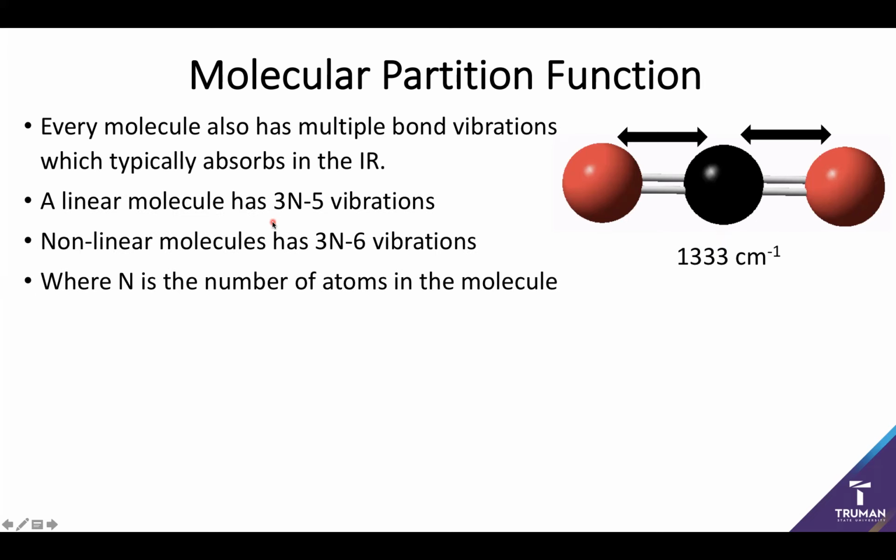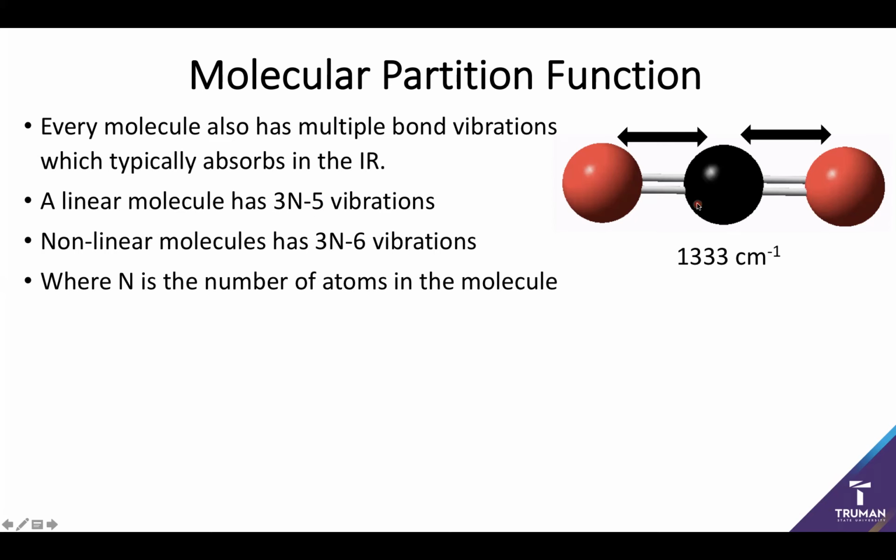So if I've got a linear molecule, I'm going to have 3N minus 5 vibrations, where N is the number of atoms in a molecule. So for a small molecule, like a diatomic molecule, where I only have 2 atoms, this would be 3 times 2 minus 5. I only have 1 vibration, which makes sense because all my other movement is caught up in rotations and translations. In fact, 3 translational degrees of freedom and 2 rotational, leaving me only 1 vibration.